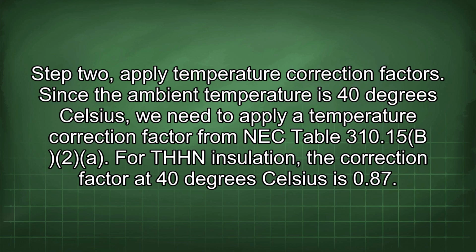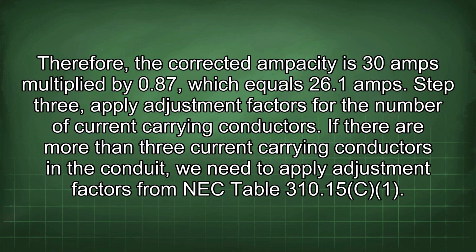Step 2. Apply temperature correction factors. Since the ambient temperature is 40 degrees Celsius, we need to apply a temperature correction factor from NEC table 310.15(B)(2). For THHN insulation, the correction factor at 40 degrees Celsius is 0.87. Therefore, the corrected ampacity is 30 amps multiplied by 0.87, which equals 26.1 amps.